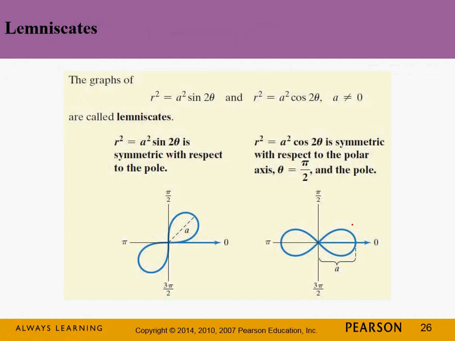So they're going to go all the way out to a. And if it's cosine, it's going to go along the x-axis. If it's sine, it's going to go along the 45-degree axis. Okay? Because sine does not have that y-axis symmetry or that polar axis symmetry. Okay? All it has is origin symmetry.